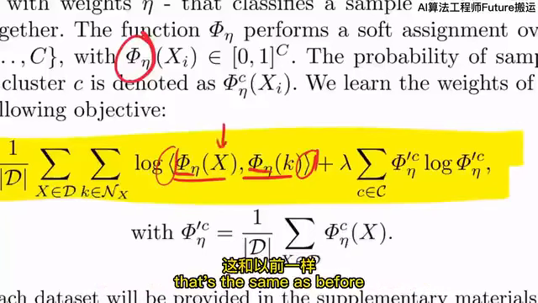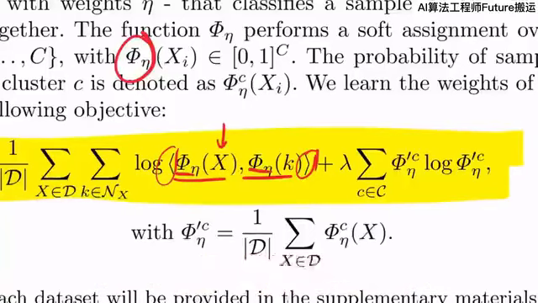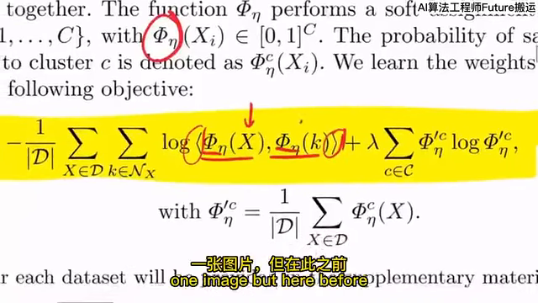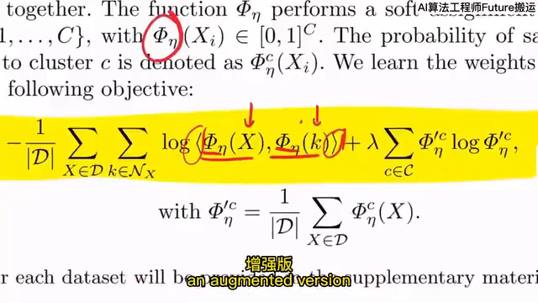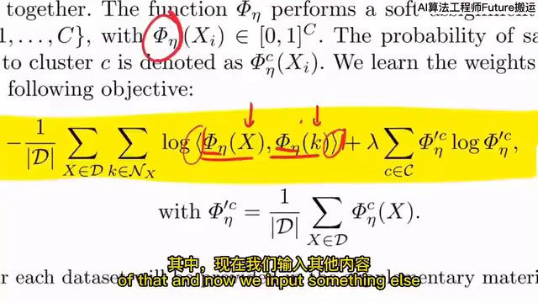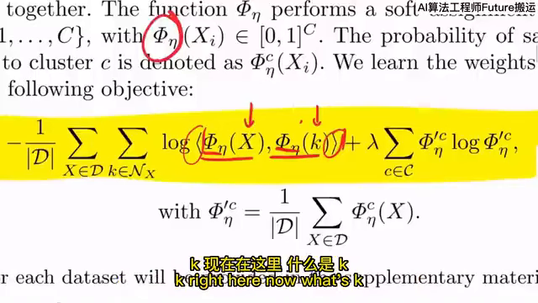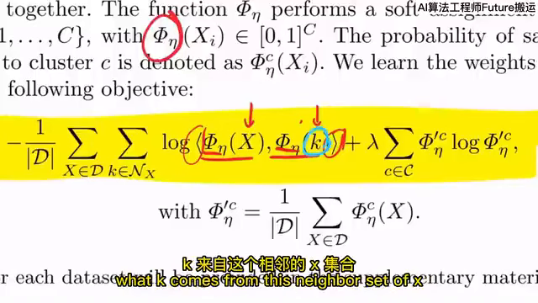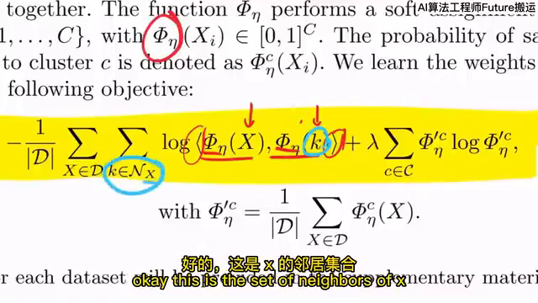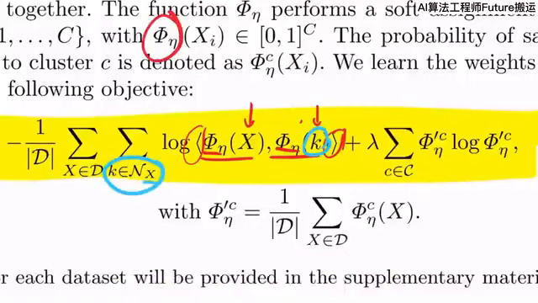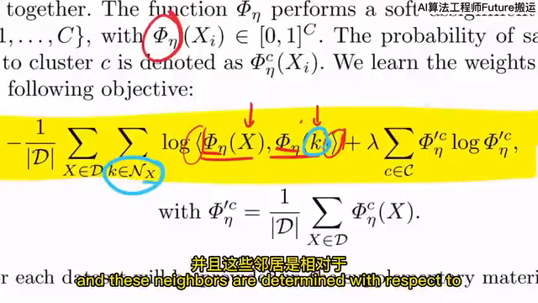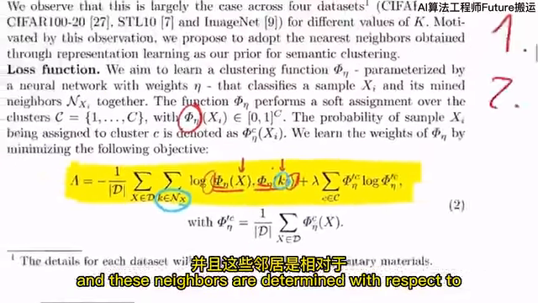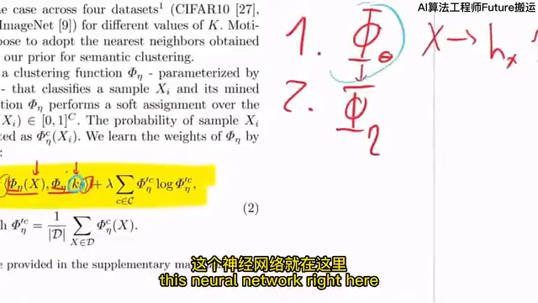That's the same as before, okay? So we input one image, but before, in the self-supervised learning, we input an augmented version of that, and now we input something else. We input this K right here. Now, what's K? K comes from this neighbor set of X, okay? This is the set of neighbors of X. And these neighbors are determined with respect to this neural network right here.